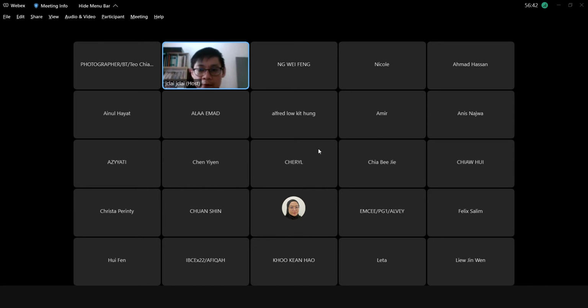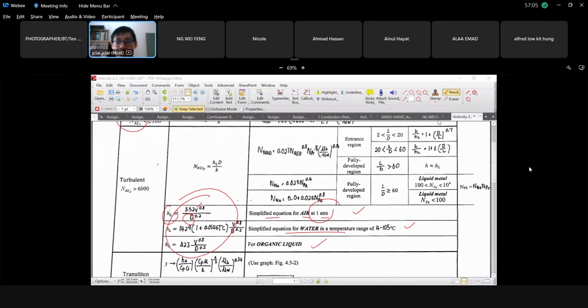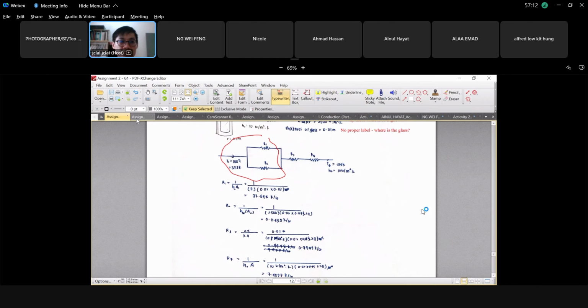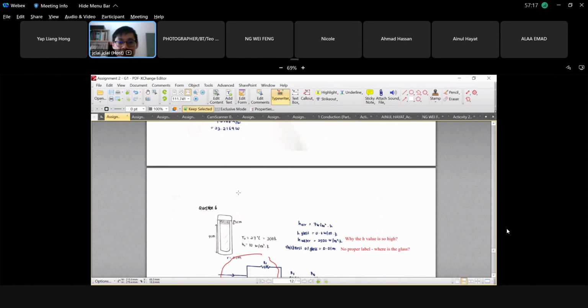I think that's all for convection. Now I still have 20 minutes, so I want to give you feedback on your assignment 2, your answer. Can you see what I'm sharing? Can you see what I'm sharing? Okay.